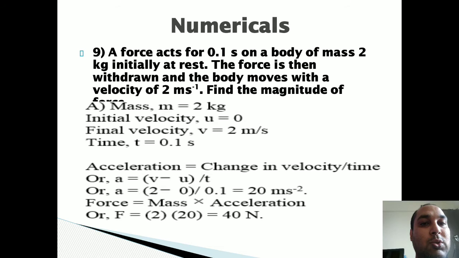We have to find out the force. Force is mass into acceleration. So mass is 2 and acceleration is 20. So it will be 2 into 20, that will be 40 Newton.